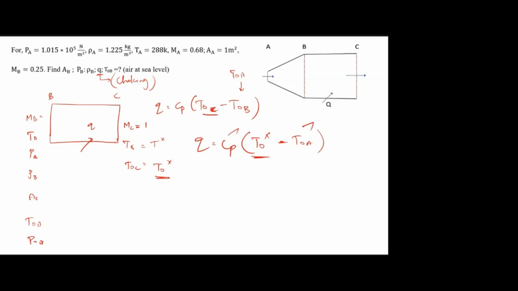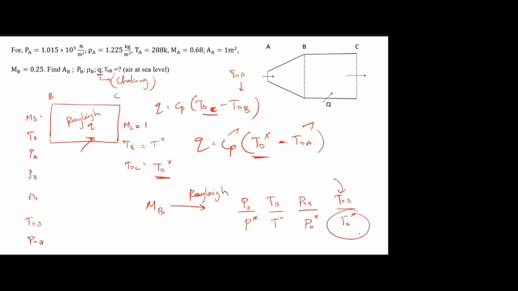How to find this T naught star? You can use the second Mach number, MB. In the gas table we have T naught divided by T naught star, but as there is a heat transfer, you should go to the Rayleigh table. There you can find PB by P star, TB by T star, P naught B by P naught star, T naught B by T naught star. Everything you can find. So we know T naught B, substitute, and from that you can get T naught star.